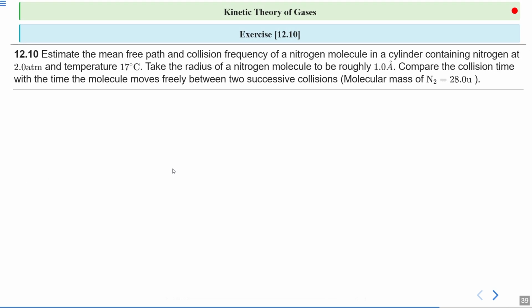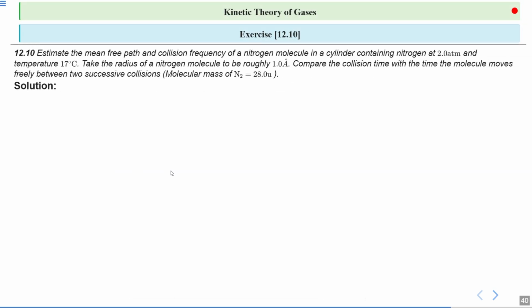Estimate the mean free path and collision frequency of a nitrogen molecule in a cylinder containing nitrogen at 2 atm and temperature 70 degrees Celsius. Take the radius of a nitrogen molecule to be roughly 1.0 angstrom. Compare the collision time with the time the molecules move freely between two successive collisions. Molecular mass of N2 is equal to 28.0 u. Let's see the solution.